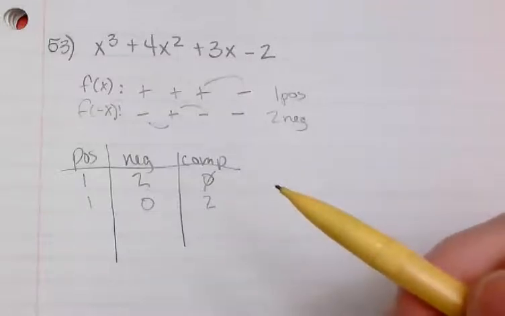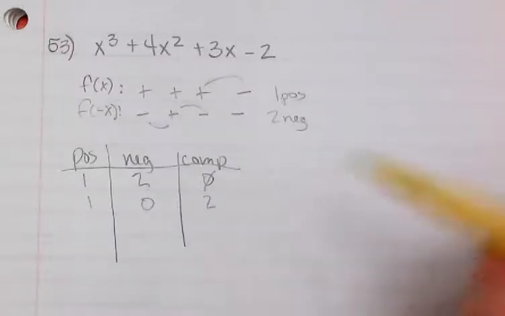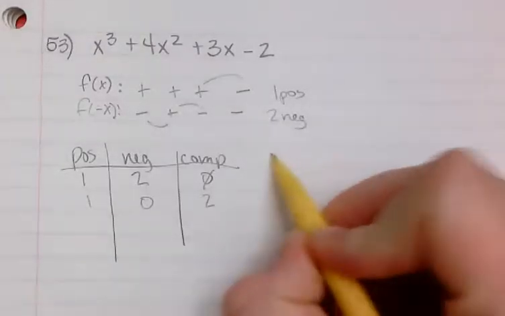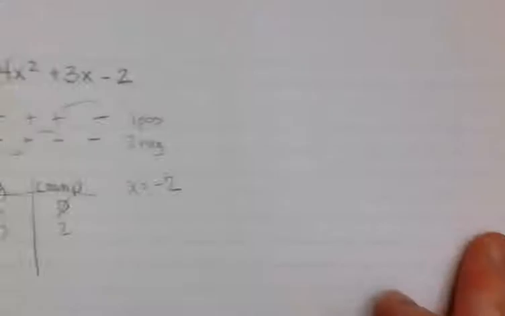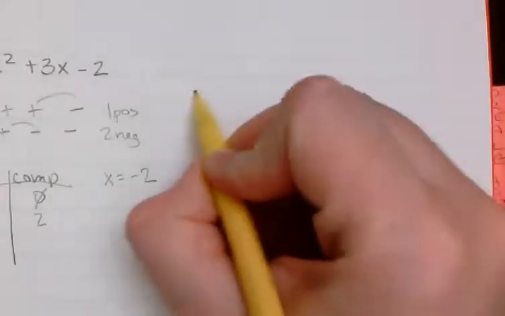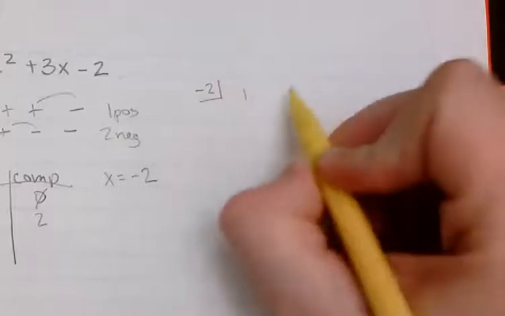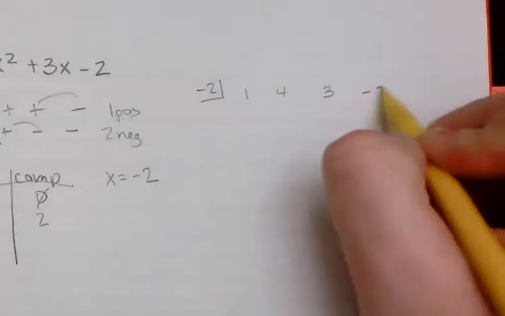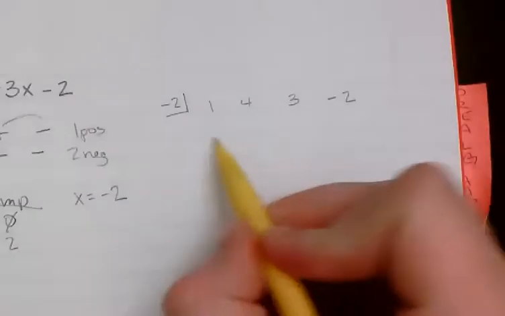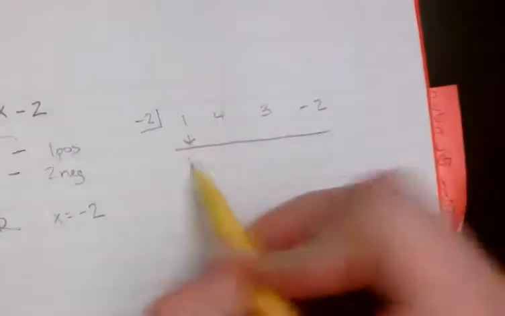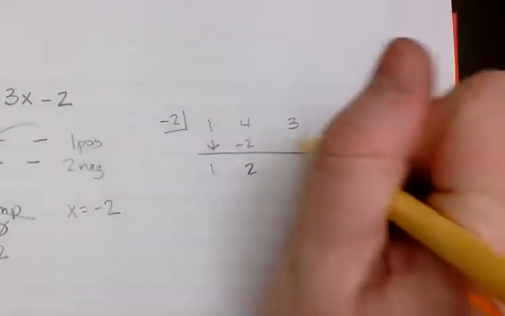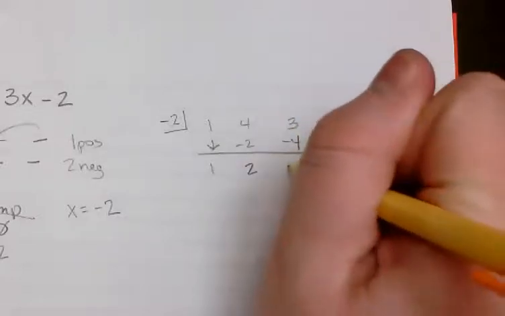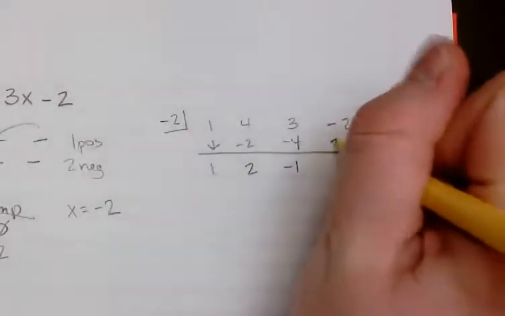So with this, we'll go through and figure it out. Based on my calculator, I have x equals -2 as a solution. So I'm going to do synthetic division with that. Move my paper over here. So -2, 1, 4, 3, -2. Bring this down here. 1 times -2 is -2. 4 plus -2 is 2. 2 times -2 is -4. 3 plus -4 is -1. -1 times -2 is 2, so 0.